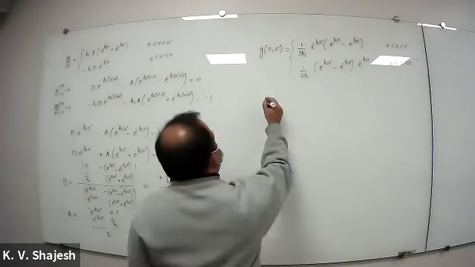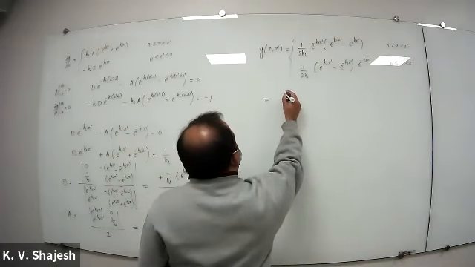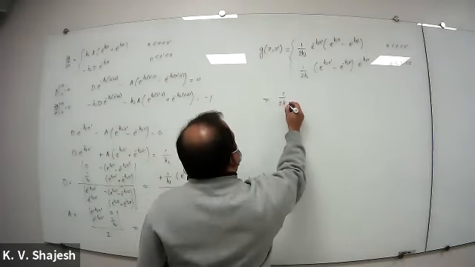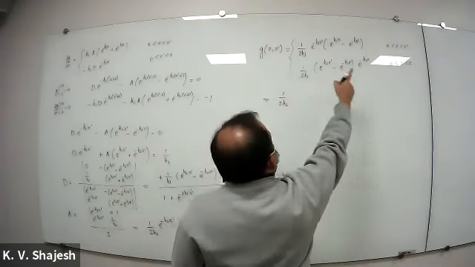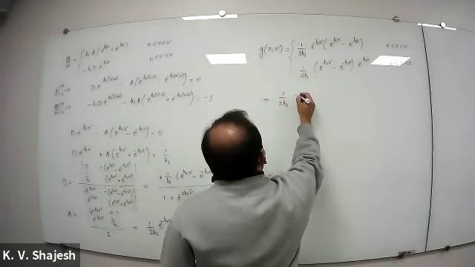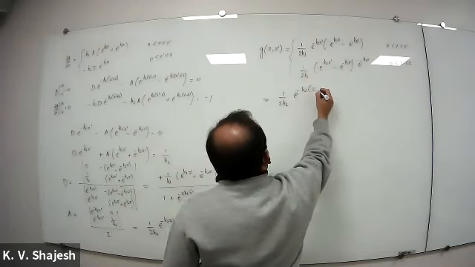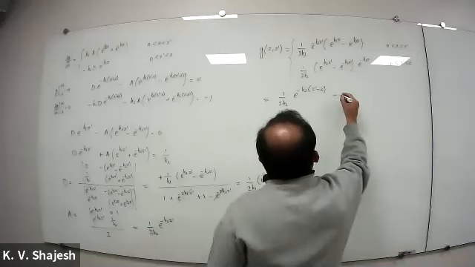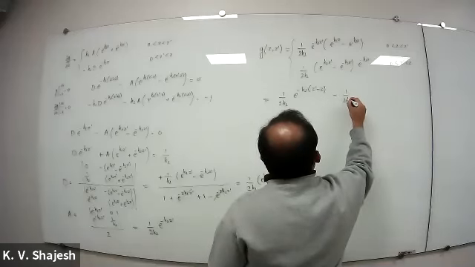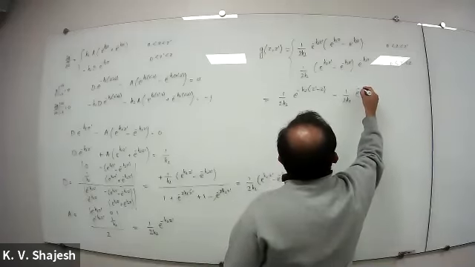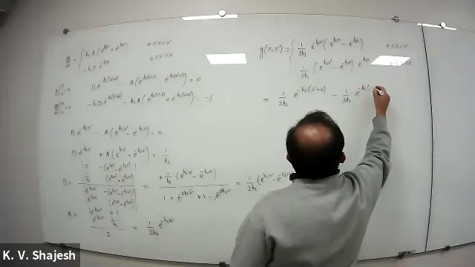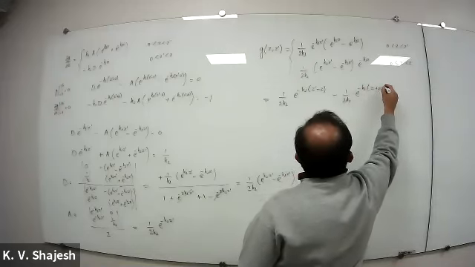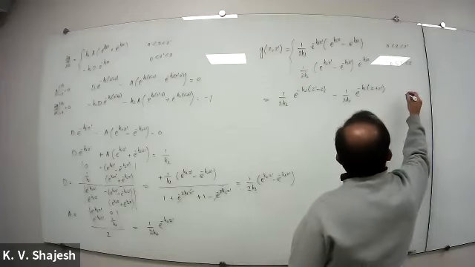What is this? We could just rewrite this again. 1 over 2k perp, z prime is greater, so this is e raised to minus k perp (z prime minus z), minus of 1 over 2k perp exponential of minus k perp (z plus z prime), for z greater than 0.